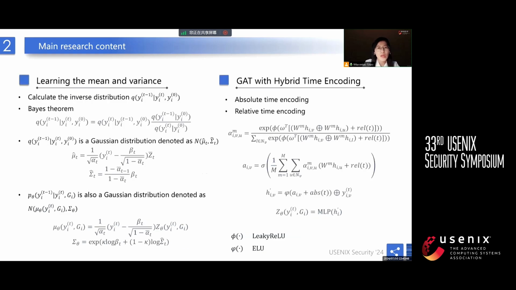Then, we improve the diffusion model by simultaneously learning the mean and the variance of the denoising distribution. Moreover, we propose a hybrid time encoding by combining the relative time encoding and the absolute time encoding in order to make the GAT model remember the noise level at each time step.